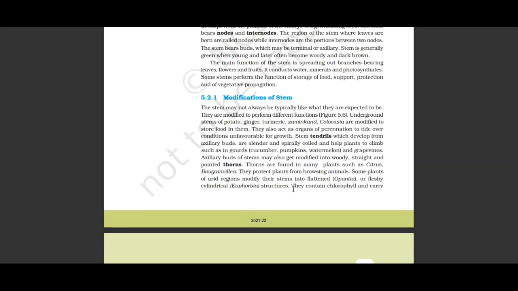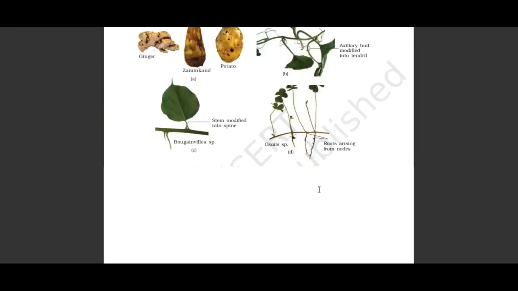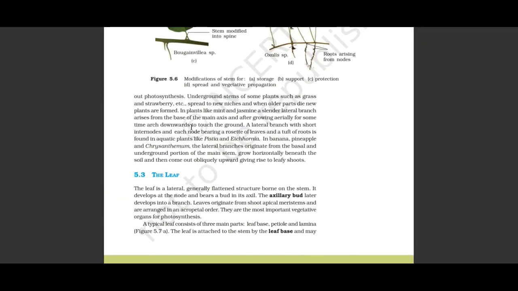Some plants of arid regions modify their stem into flattened Opuntia. Arid region modification examples are Opuntia, or fleshy cylindrical Euphorbia structure. They contain chlorophyll and carry out photosynthesis. Underground stems of some plants such as grass and strawberry spread to new niches, and when older parts die, new plants are formed.